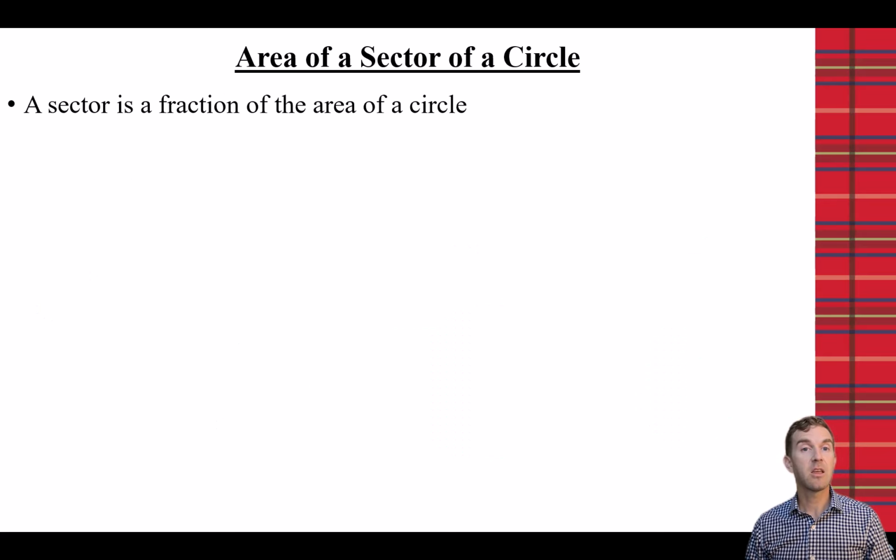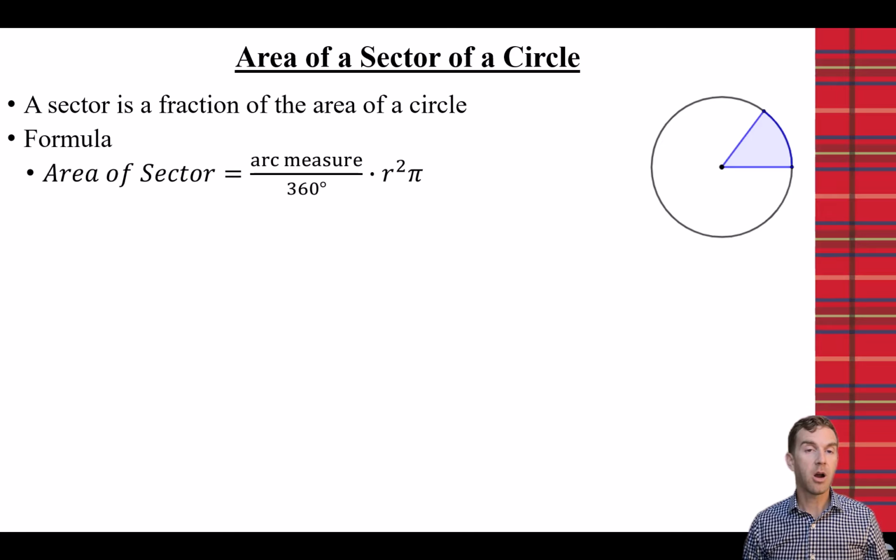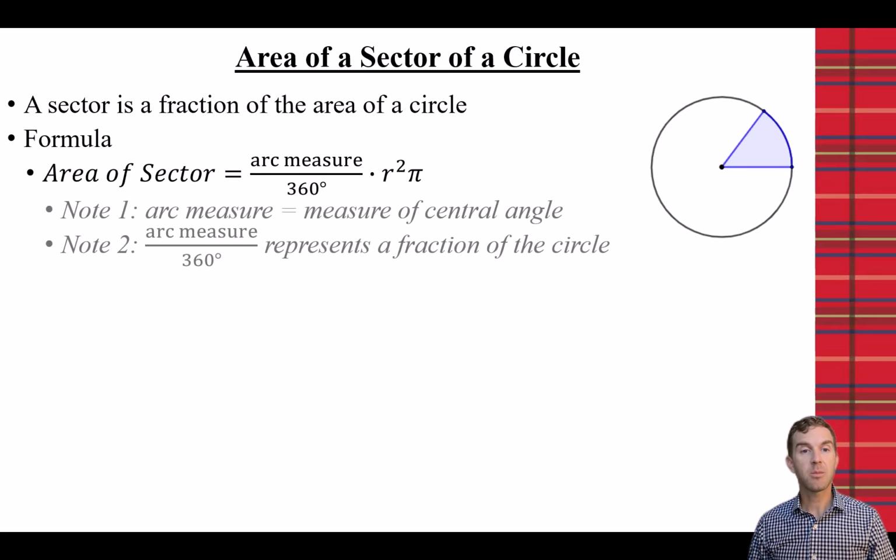Now, just like we can find a fraction of an arc length, we can also find a fraction of the area, which is called the sector. So a sector is just a fraction of the overall circle. And just like when we were calculating before the arc length, we can do that arc measure over 360. And again, just remember the arc measure is the same as our central angle, and the arc measure over 360 is just representing a fraction of the circle.